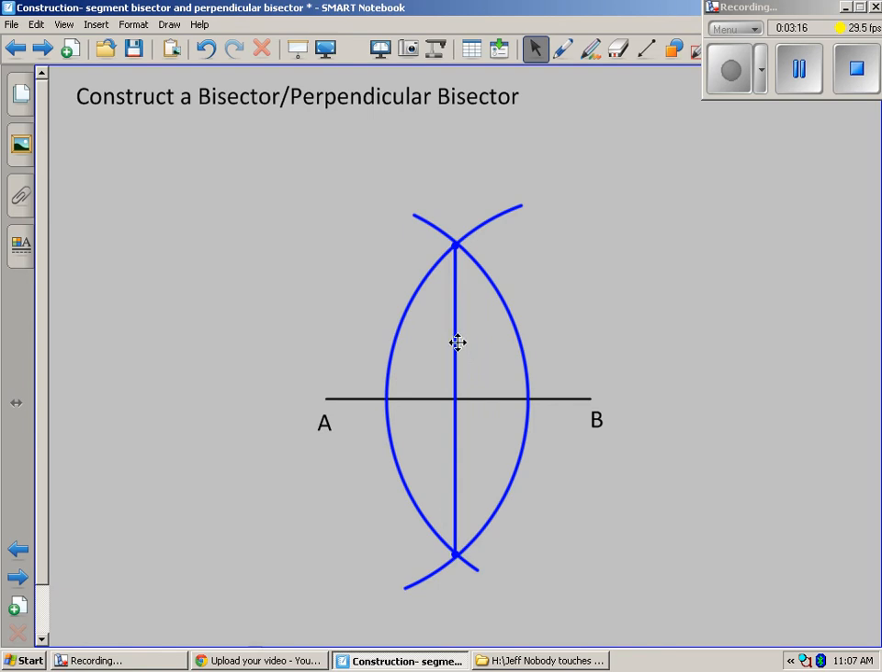So I've just cut A and B into two equal pieces. The other thing that this new blue line has done is also cut it at a 90-degree angle. So it's a perpendicular bisector.